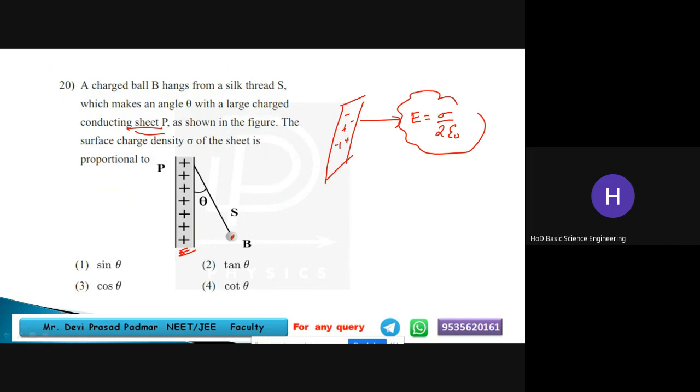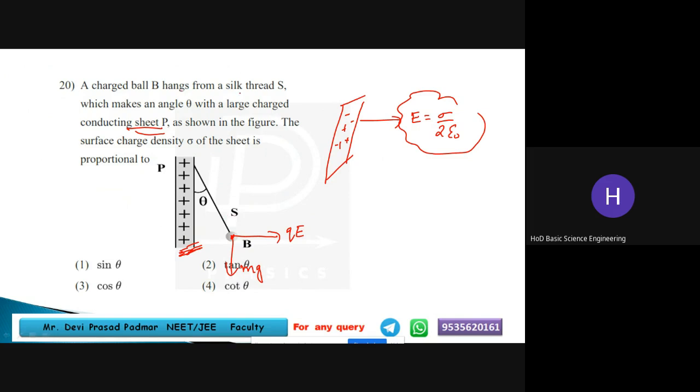Just consider the net force acting on this. Of course, mg is acting downward, and due to the electric field of this charge, it will experience a repulsive force along this direction, because this is positive. And this one is also positive.